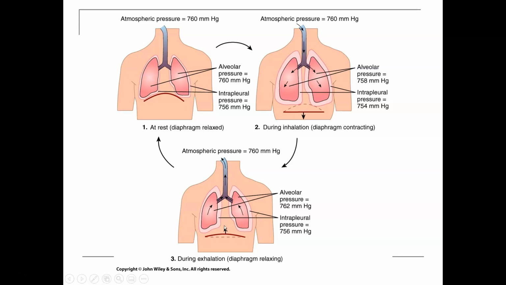Now to exhale, you want to reverse the gradient. You want your alveolar pressure to be higher than the atmospheric pressure. So see how down here during exhalation the pressure is higher than the atmospheric pressure. So air moves, as always, down its pressure gradient. But in this case, the gradient's flipped, so the air moves out. Until when? Until they're the same again.